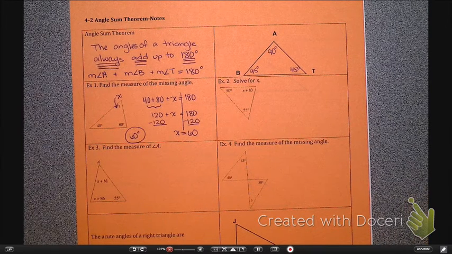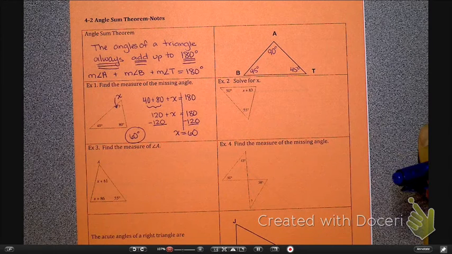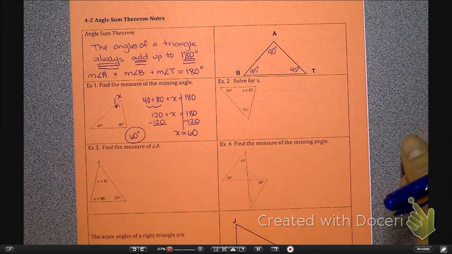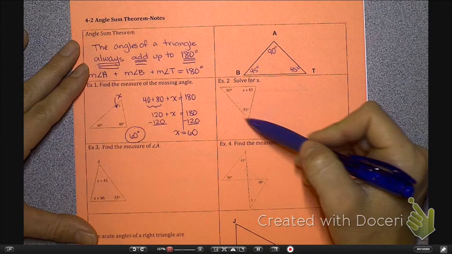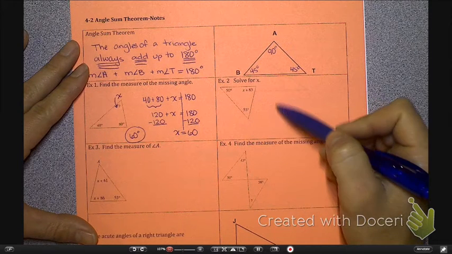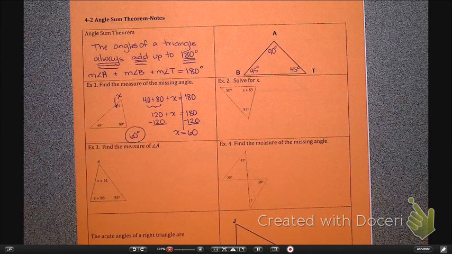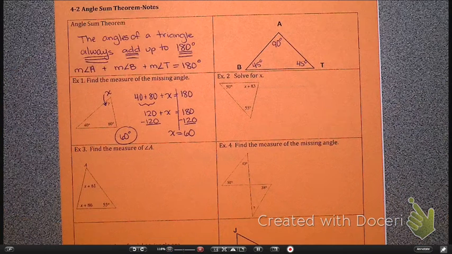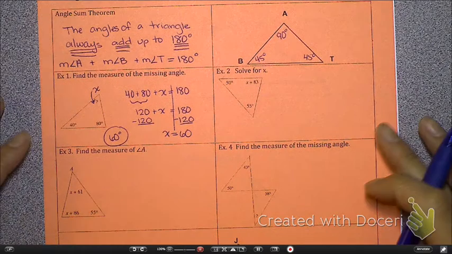All right, now some of you guys are like, well, Miss Miller, I could have just added the two angles and then subtracted them from 180, right? You could. But are they always going to be regular numbers? No. Sometimes you're going to have X's or Y's or variables in there. So let's take a look at an example of that, like in number 2 right here. Okay? So in problem number 2, we're going to take a look at setting up an equation to help us solve this one.